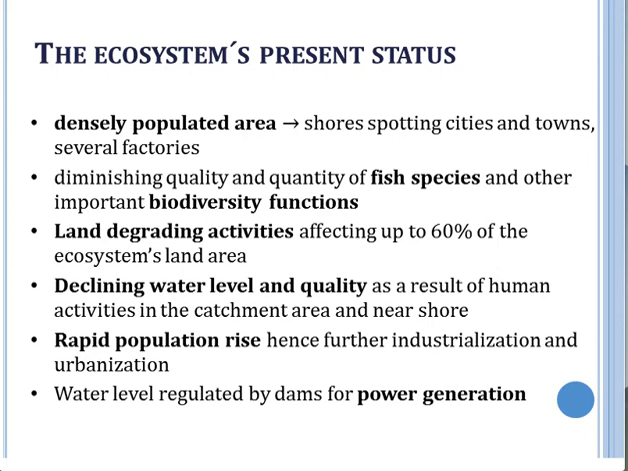And we not only have a very densely populated area, but also an increasing population, a very fast increasing population, which as a consequence has more industrial activities and more urban areas. And last but not least, there are some dams around the lake, which are predominantly used for the power generation, and which also have a big influence on the water level of the lake.